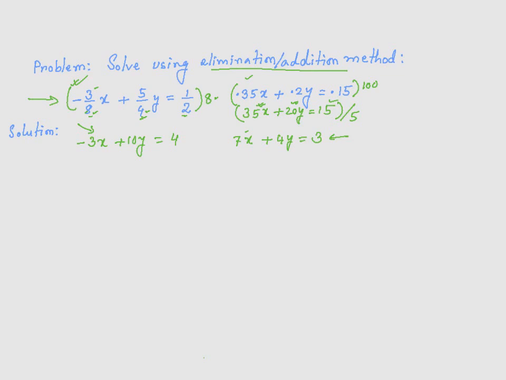Now I'm going to solve these two. To solve this, let me just put them one on top of each other, so that we can see what's going on. 7x plus 4y is equal to 3. Let's say we want to get rid of the x first and then solve for y.